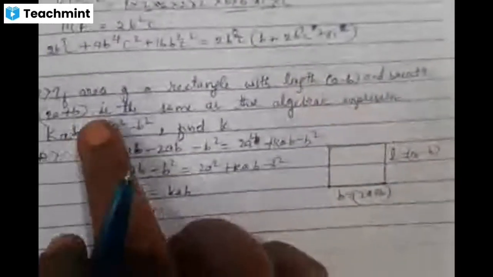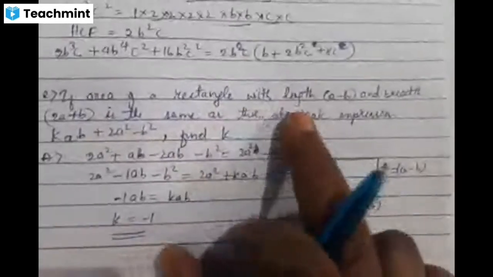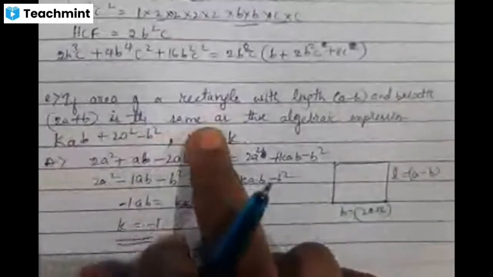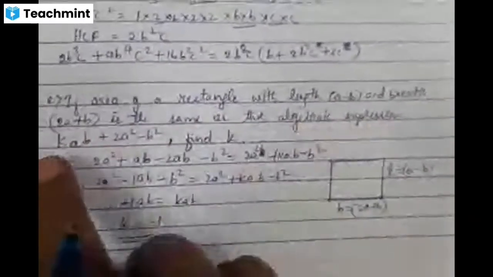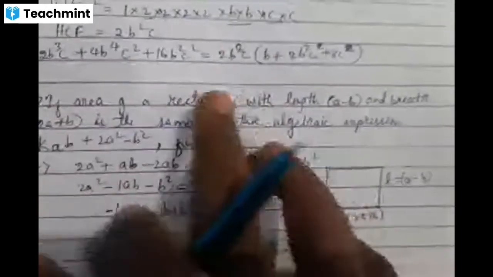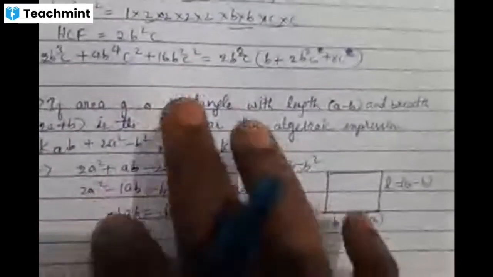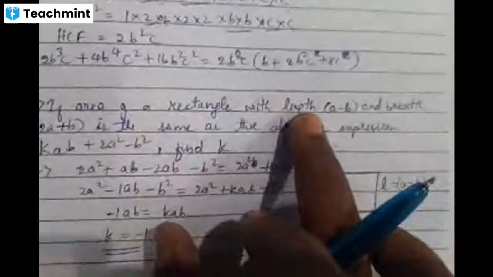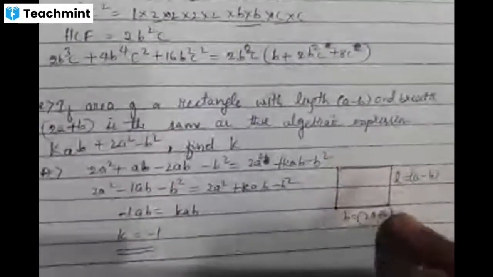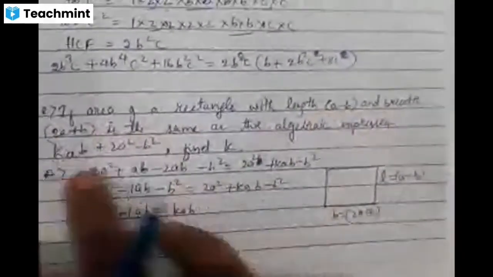Question number E. If the area of the rectangle with length A minus B and breadth 2A plus B is the same as the algebraic expression KAB plus 2A square minus B square. Here, the area of the rectangle we don't know, we have to find; it is given indirectly, as the length and breadth of the rectangle are given to you. And if we find the area of this rectangle, it will be equal to this algebraic expression.